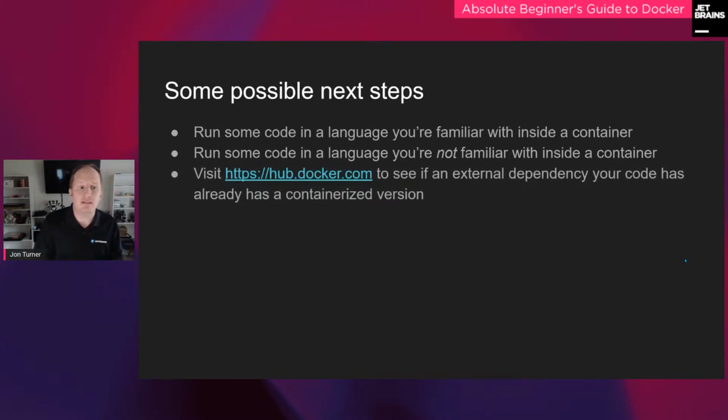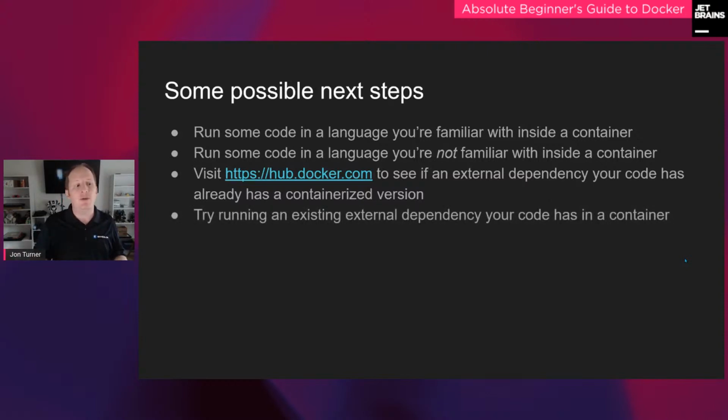Another thing you could do is go to Docker Hub and see if there is an external dependency that your code has. This could be work code or a personal project perhaps. By external dependency, I mean something like a database or a message broker or something like that. Just go to Docker Hub and see if there's a containerized version of that. There probably is. That could be a thing you could do.